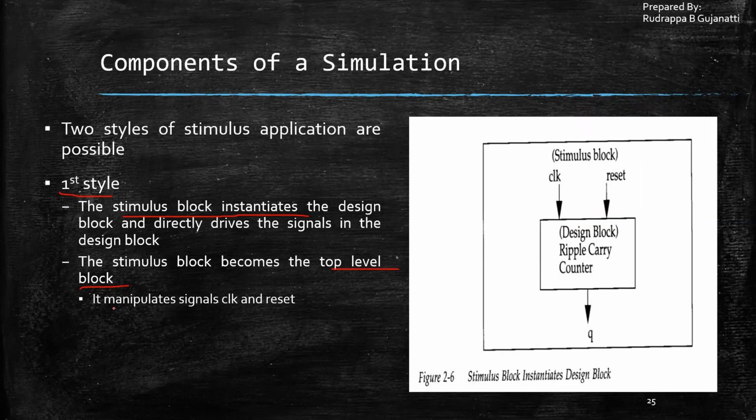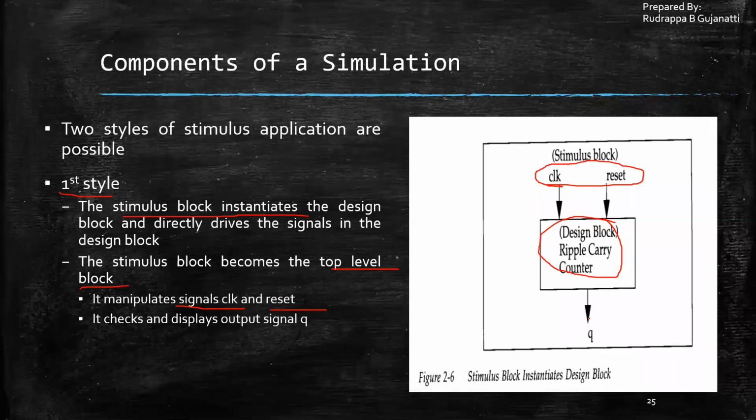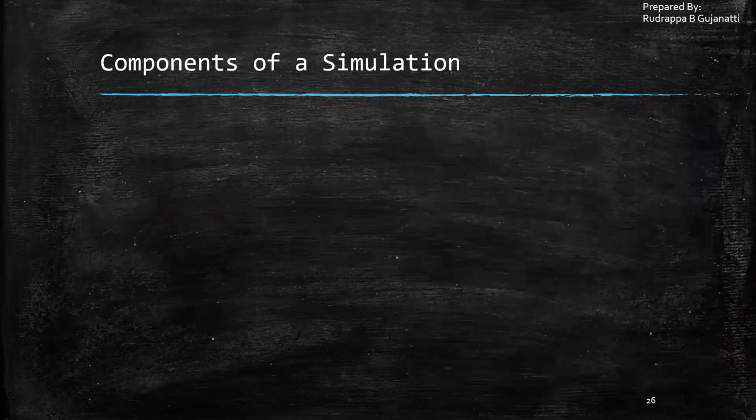Now here, as I discussed, it tries to change the clock and reset, that is these two parameters, and tries to see how this module will be behaving. And it tries to see what is the output. It gets the result and it checks whether it is equal to the expected result or not.